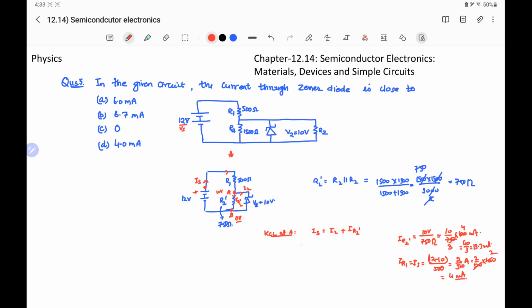That means the source current Is is 4 milliampere. This will be equal to Iz plus the current through the R2 dash, which is 13.3 milliampere. So Iz will be equal to 4 milliampere minus 13.3 milliampere, and this is a negative value. Because Iz is negative value, the Zener is not in reverse breakdown mode. So there may be a very small current flowing through the Zener diode. Hence, we can say that option C is the correct option.